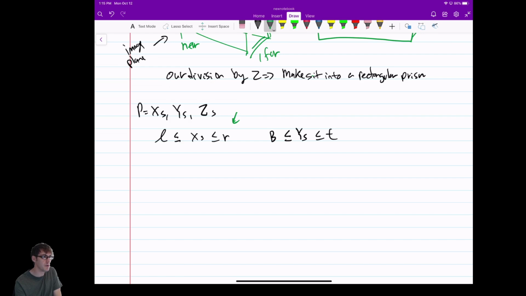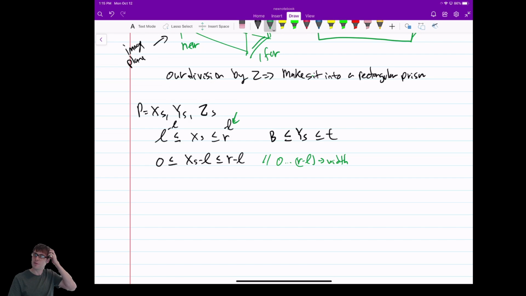So the first thing I want to do is I want to offset it to 0. So if I subtract L from both sides, I'm rescaling this to go from 0 to width. Minus L, minus L. So L minus L is 0. I shouldn't say both sides, all three pieces. X screen minus L is less than or equal to R minus L. Cool. Now we go from 0 to R minus L, which happens to be our width. So we've rescaled. If I want to go from 0 to R minus L, I do X of S minus L.